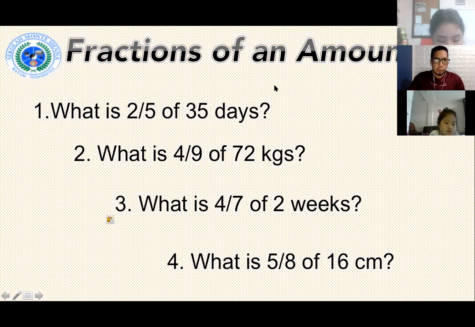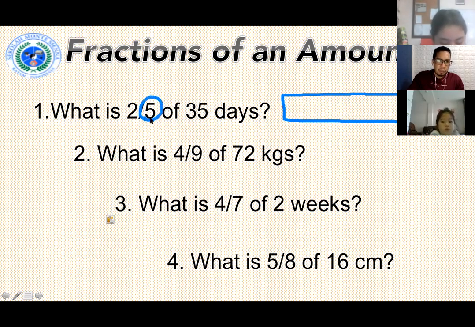Let me first show you how to apply this model, or using a diagram. I'm going to draw a box. And then I will divide this box by 5. And then this box represents 35 days. If I'm going to divide by 5, assume that we divide it equally. And then what is the number in each box? Can anyone tell me what is the number inside each box?